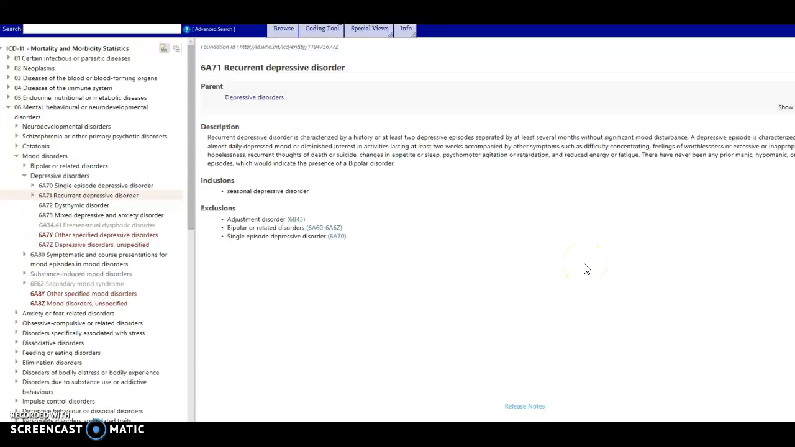Recurrent depressive disorder is characterized by at least 2 depressive episodes separated by at least several months, very similar to the DSM. A depressive episode is characterized by a period of almost daily depressed mood or diminished interest in activities, lasting at least 2 weeks. So this is all very similar, and accompanied by other symptoms such as difficulty concentrating, feelings of worthlessness, inappropriate guilt, hopelessness, thoughts of death or suicide, changes in appetite or sleep, psychomotor agitation, reduced energy or fatigue. You'll note that these symptoms are very similar to the DSM.